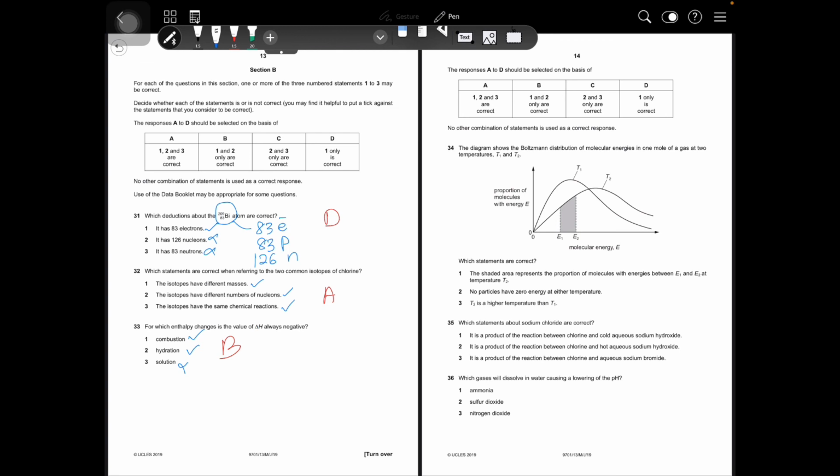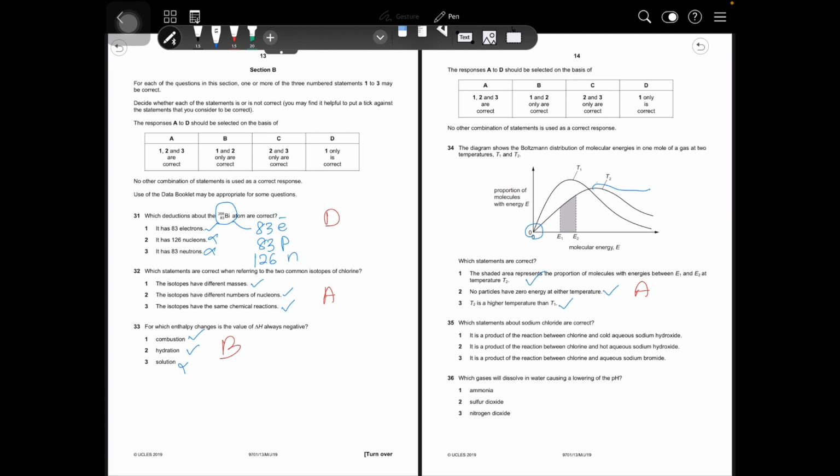And next one, so we have a Maxwell-Boltzmann distribution. Which statement is correct? The shaded area represents the proportion of molecules with energy between E1 and E2 at temperature T2. Well, this is true. No particles have 0 energy at either temperature. Here the line starts at 0, so this is true. T2 is a higher temperature than T1. This is correct because T2 is lower and also skewed to the right. So all is correct, the answer is A.